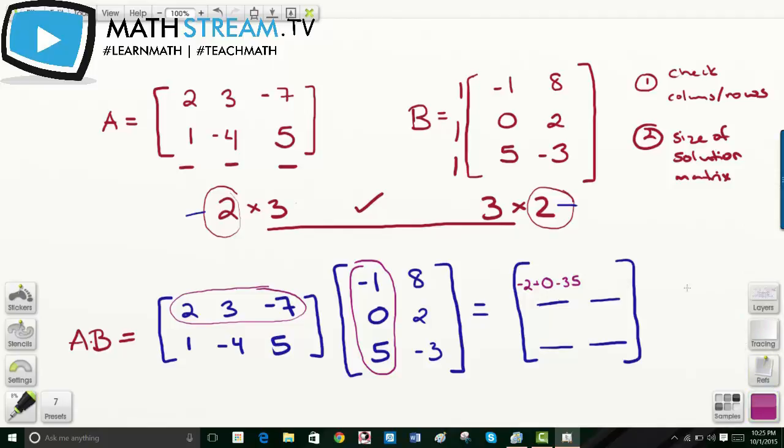So actually, I'm going to have two solution matrices, one with the long answer and one with the shorter answer. Okay, so that's the first place calculated. All right, let's find the second position.